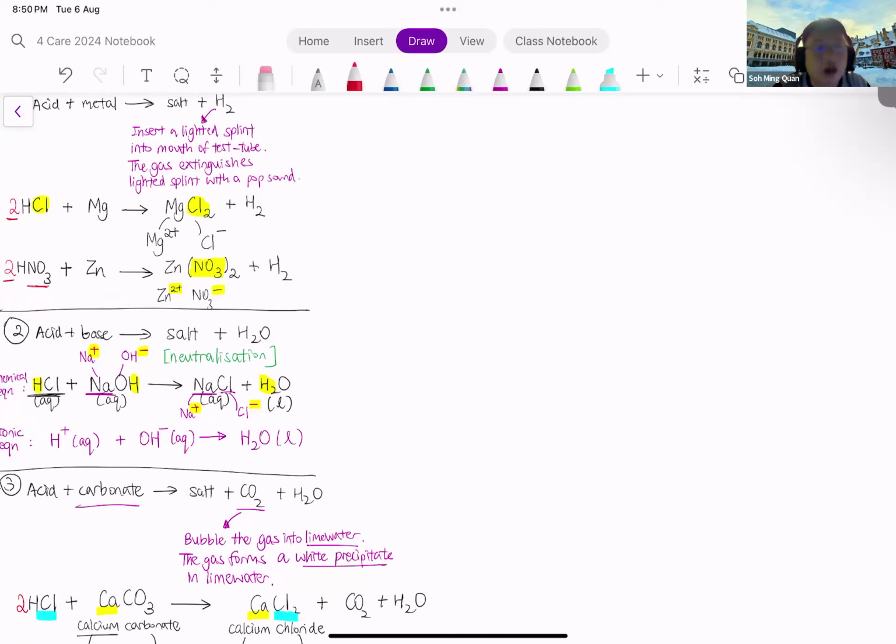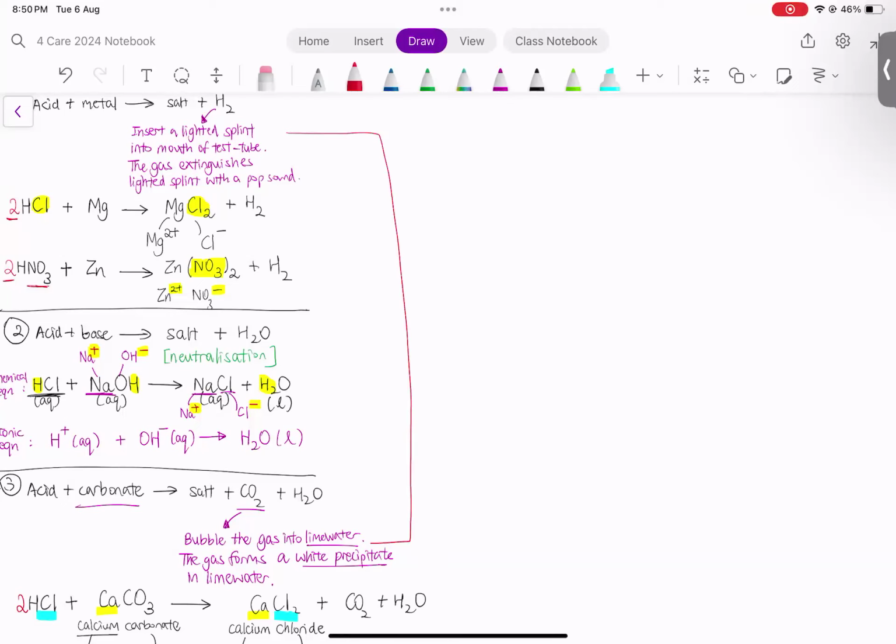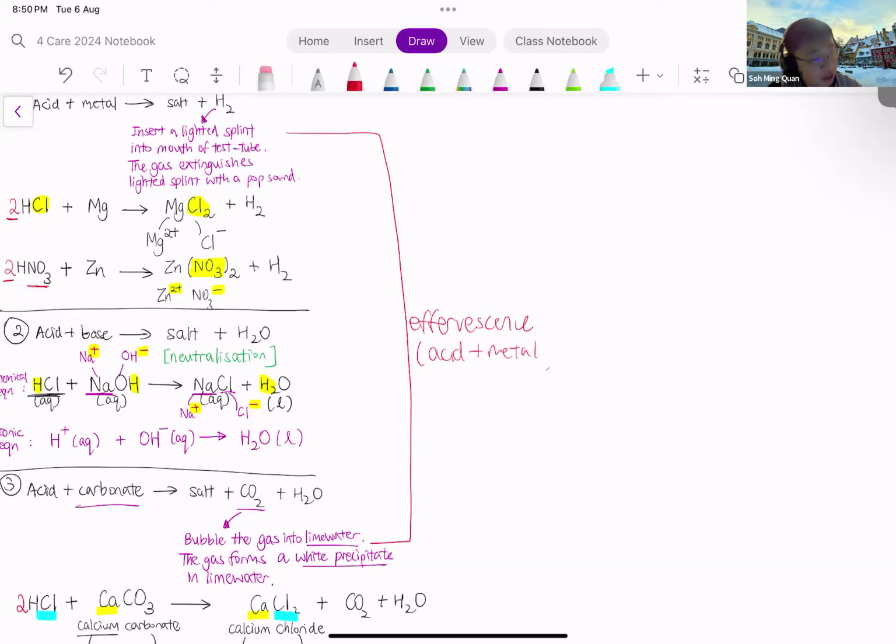Okay. Now, in the lab, if there is a gas formed, what do you see? You cannot see the carbon dioxide, but you see bubbles. And another word for bubbles is effervescence. So acid plus metal gives you effervescence. Acid plus carbonate also gives you effervescence. So this is how the two reactions are similar. The two reactions are similar because they give effervescence. Okay?